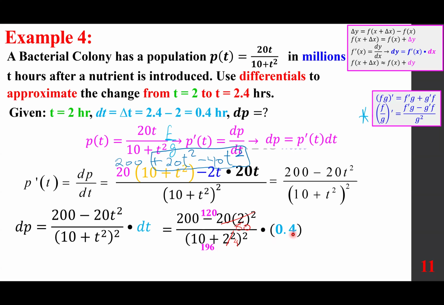You get 0.245 millions of bacteria, which means 245,000 bacteria. It's an approximation, everybody. From t equals 2 to t equals 2.4, there is an increase in the number of bacteria by this much.